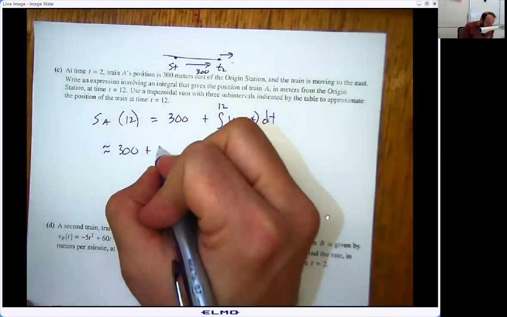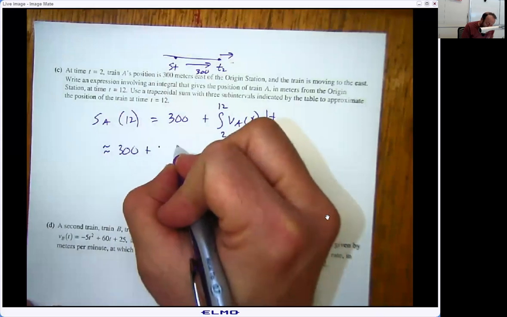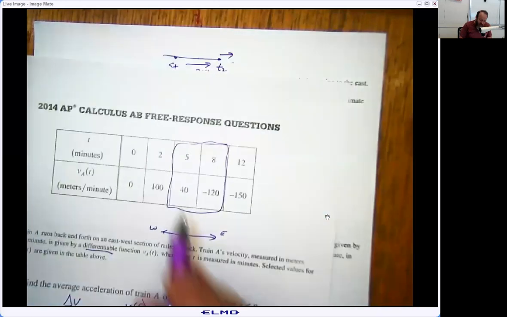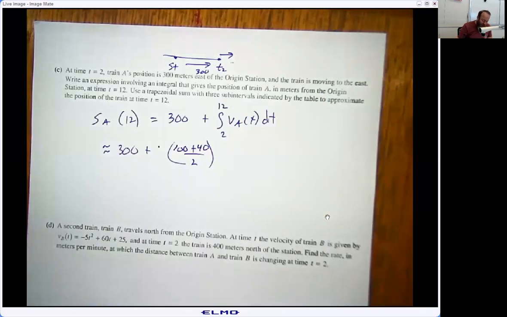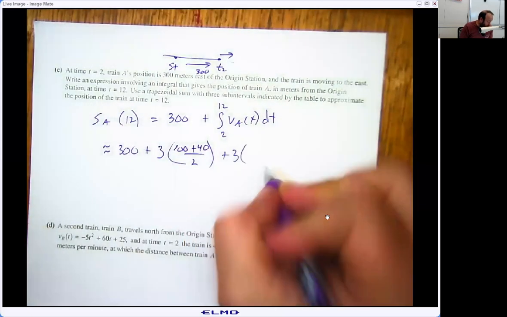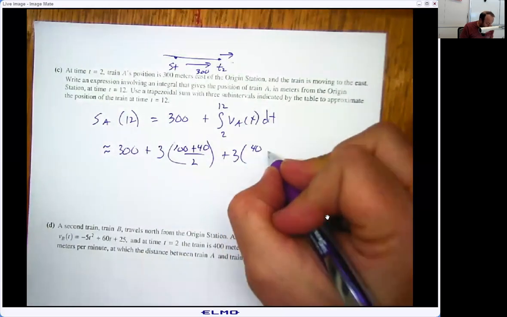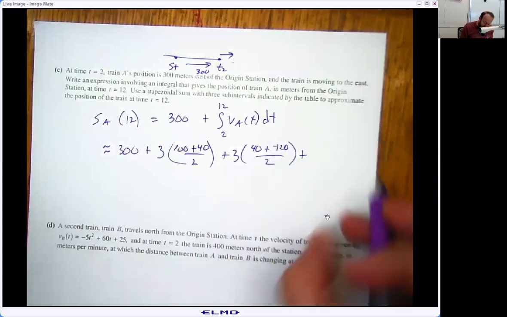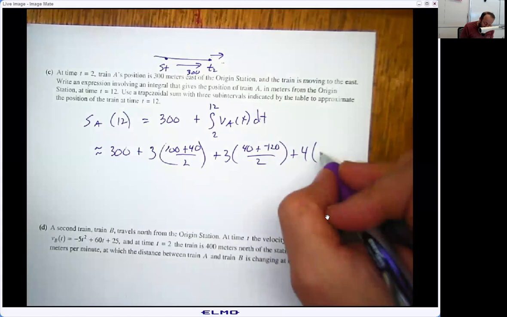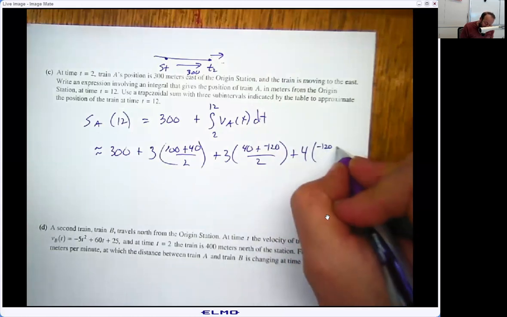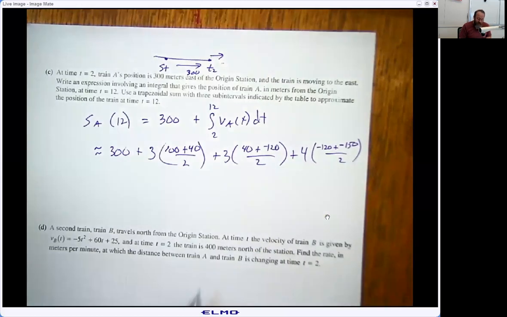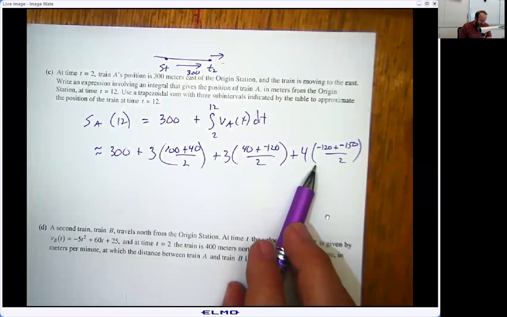So if I do the average of the two heights, which was 100 for one height, 40 for the other height, here we go, we've got 100 for one, 40 for the other, times how wide that interval was, which is 3, plus the next interval, which was also 3 units wide, and its first base was 40, its next base was negative 120, and our last one, as you recall, had a base that was 4 units wide, and its heights were negative 120, negative 150, and that's going to be an approximation of its position.